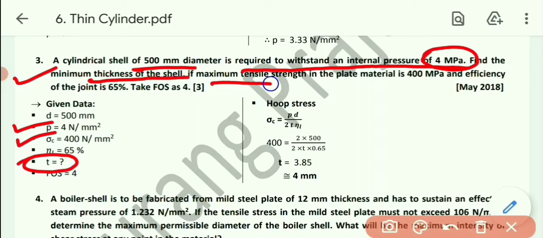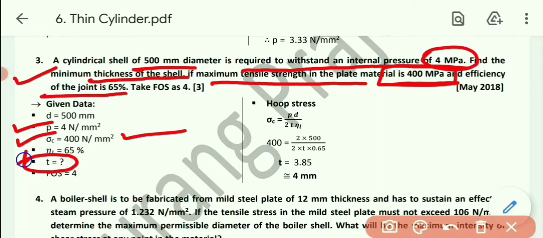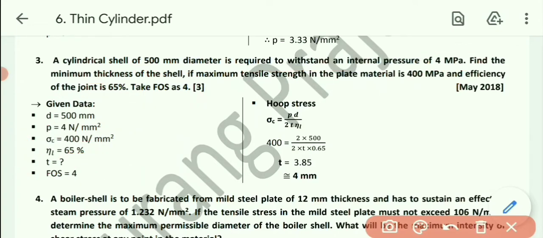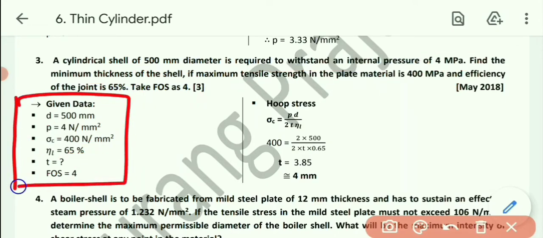If maximum tensile strength in the plate material is 400 MPa, once again tensile strength is given to us, that means sigma c is given to us, 400 Newton per mm square, and efficiency of the joint is 65%. Now eta is given to us, that is 65%. Take FOS equals 4, that stands for factor of safety, equals 4. So ultimately this is our given data. Diameter is there, pressure is there, sigma c is there. In this sum, efficiency is also given in the data, as well as factor of safety.